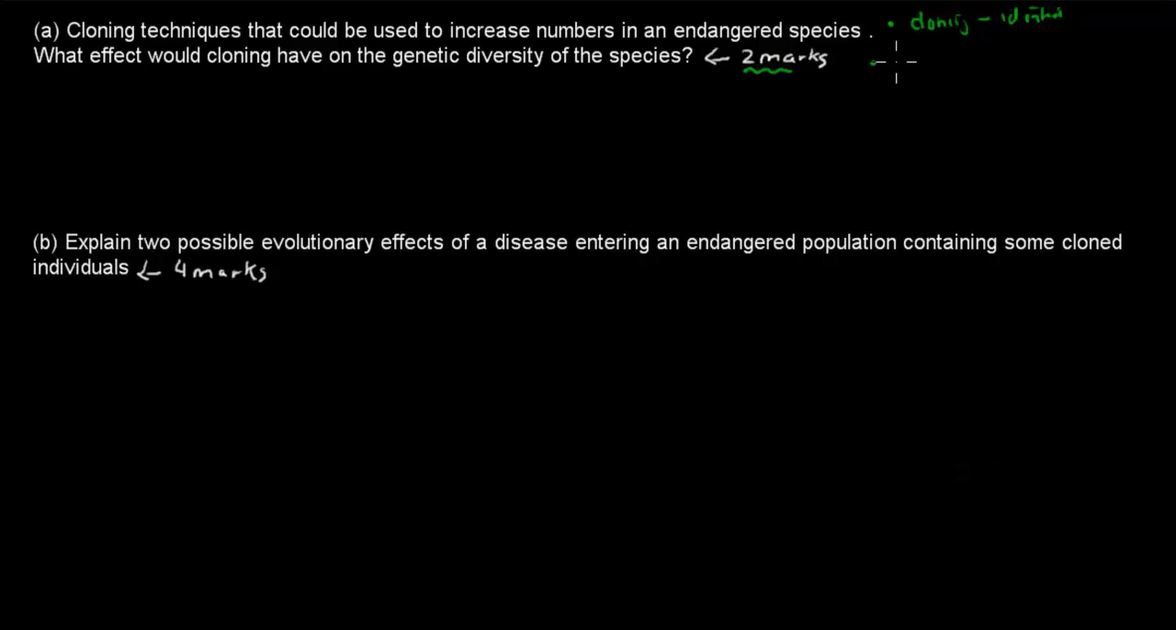One would be what happens if the population itself was made up of mostly cloned species, or if there were some clones plus some non-clones. What would happen to diversity?